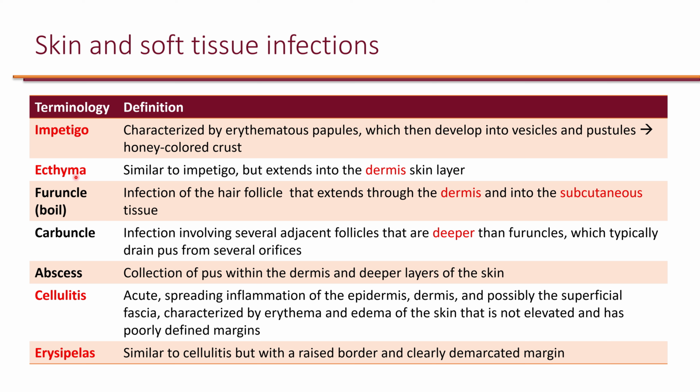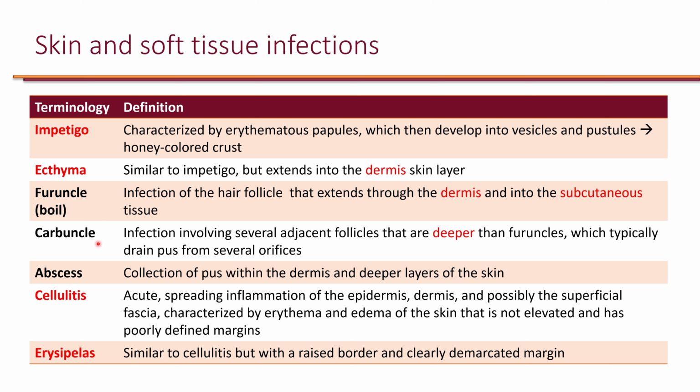Ecthyma essentially is similar to impetigo, but it extends into the dermis skin layer. So it's still in the skin, but it's a bit deeper. Furuncle or a boil is an infection of the hair follicle that extends through the dermis and into the subcutaneous tissue. Carbuncle is infection involving several adjacent follicles that are deeper than furuncle, which typically drain pus from several orifices.